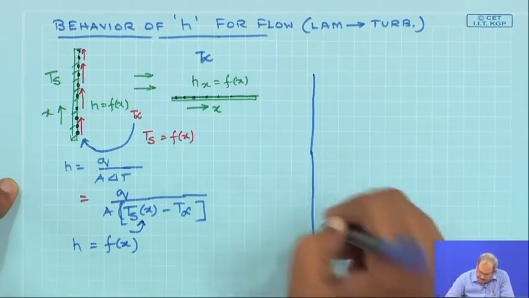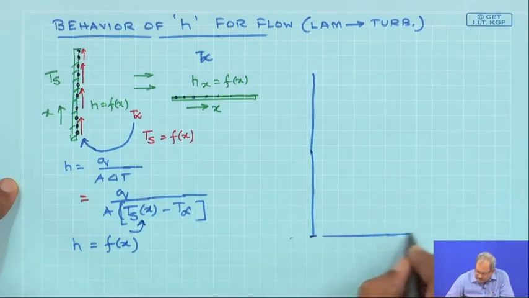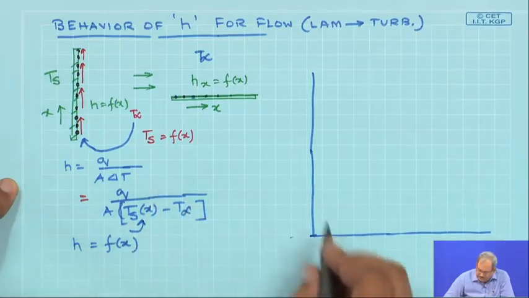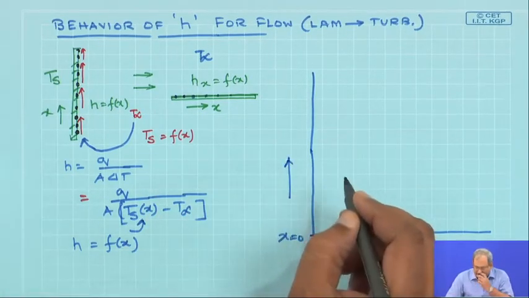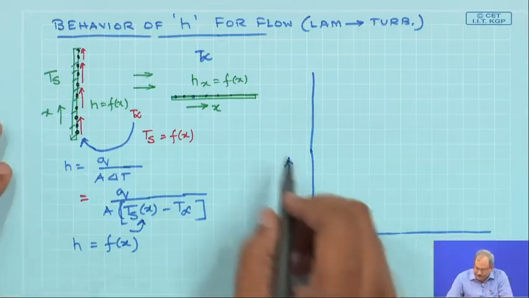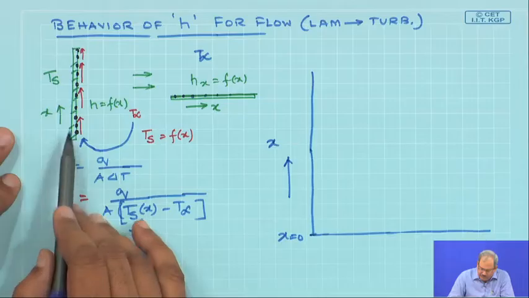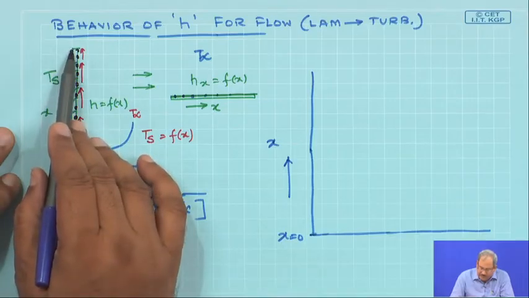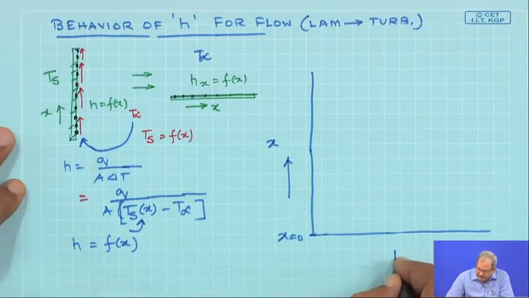Let us say this is the location at x equals 0 and my x keeps on increasing. So, this is x equals 0 and this is x equals L. So, this is the direction in which x is changing, and I am plotting the value of h on this axis.